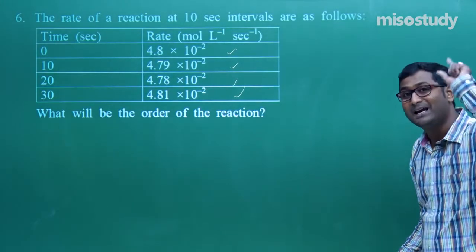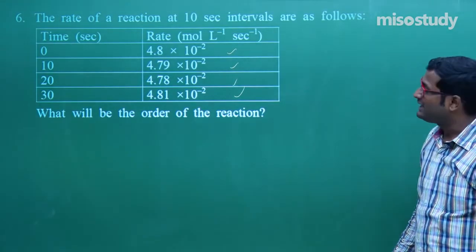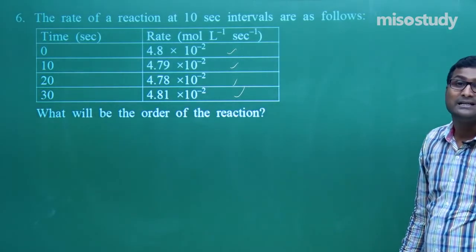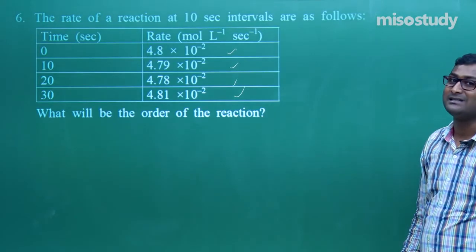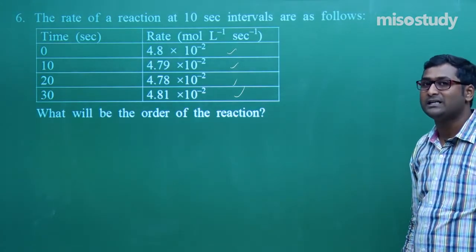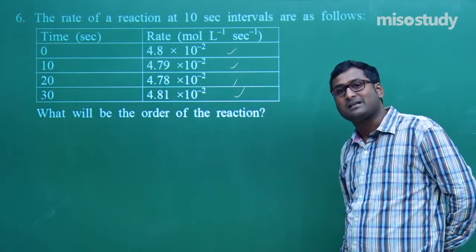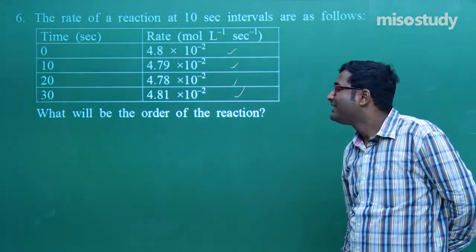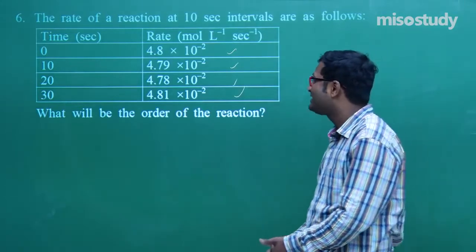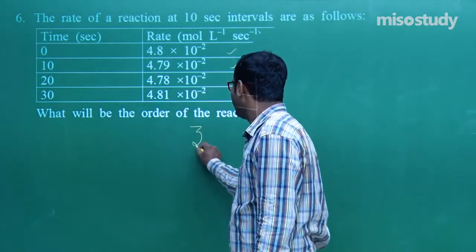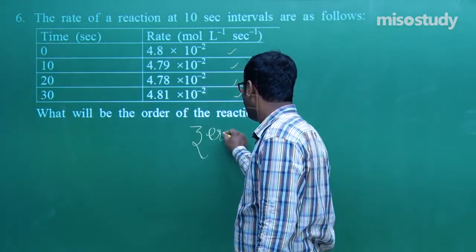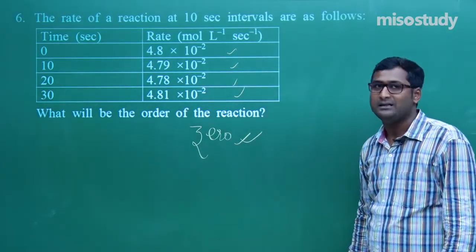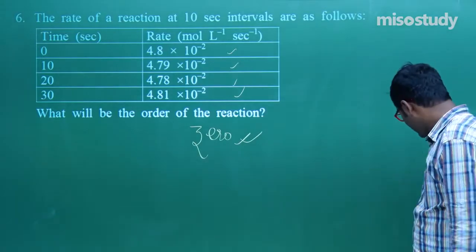That means, remember, if the rate remains the same as time passes, it is independent of the concentration. And which order is independent of the concentration of the reactant? That is zero order. Clear? So for this case, we can say the answer is zero order reaction. Am I right? Yes sir, you are absolutely right. That is the zero order reaction.